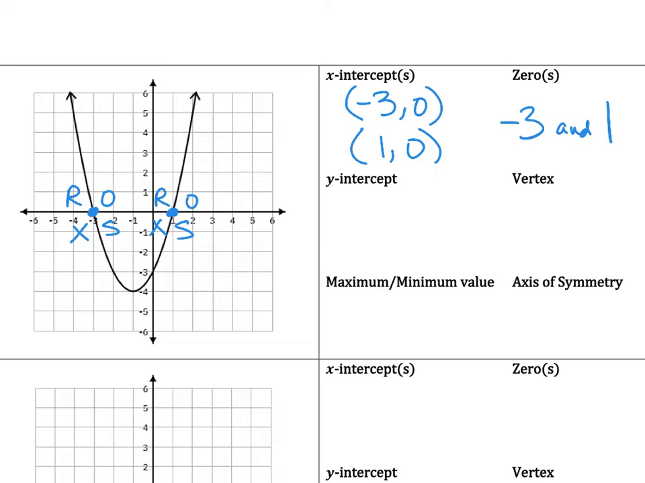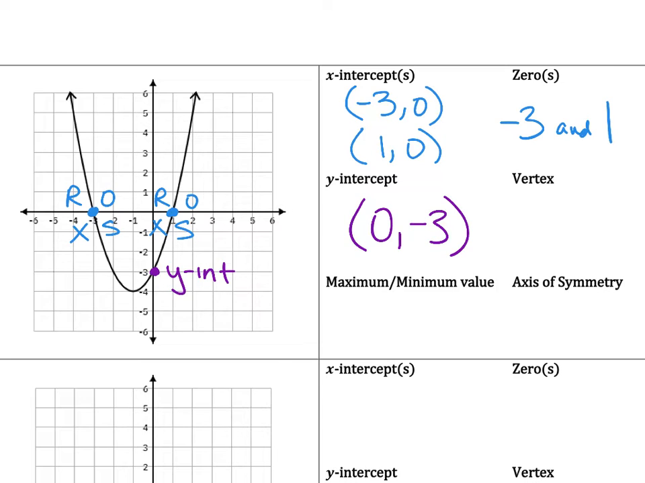Sound good? I want that to happen. So if I ask you for an intercept, x or y, it should be a coordinate. Okay, I'm about to ask you for the y-intercept. Where do you label that on your graph? 0, -3. That is my y-intercept. Very good. So 0, -3 is the coordinate point of my y-intercept.